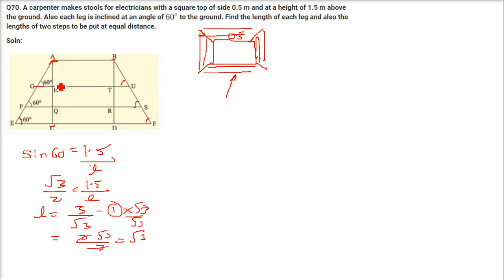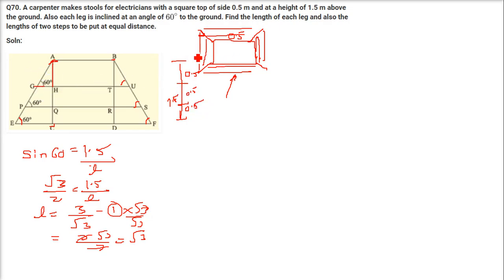Now take this small triangle. If you see, these are at equal distance. This is 0.5, this is 0.5, this is 0.5. From here to here it is 1.5, and we have to put the legs at equal distance. So this will be 0.5, this will be 0.5, this will be 0.5.